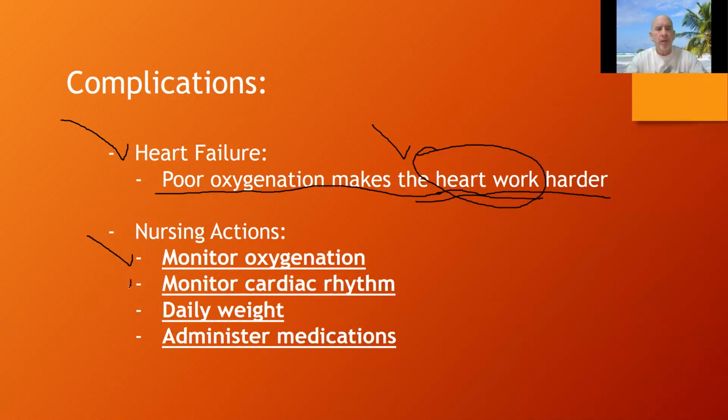Another one is monitoring cardiac rhythm. This again will show if their heart is overworking. You begin to see variations in the ECG when they start to get cardiomyopathy. Daily weight. Like I said, a lot of people I've seen that are anemic lose weight rather rapidly. And just be sure they take their medications.